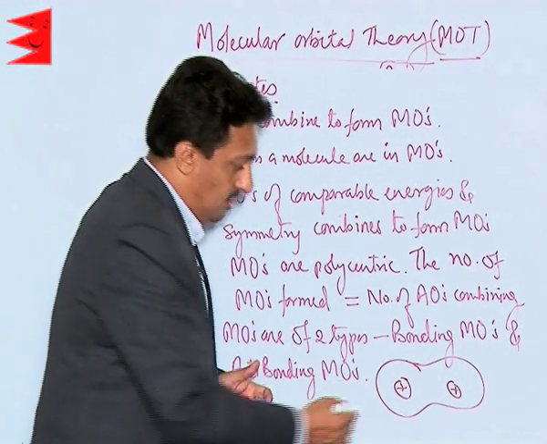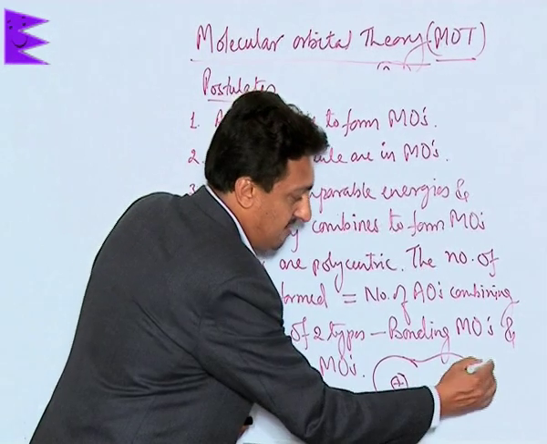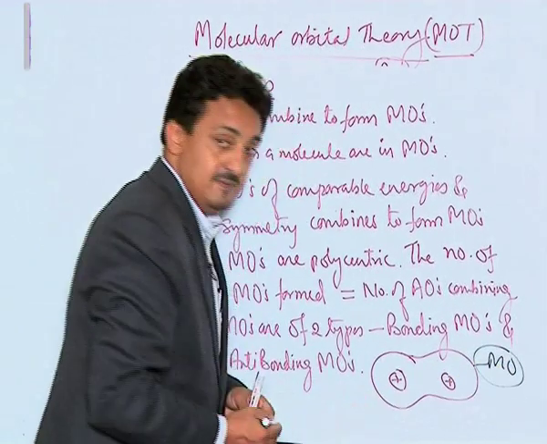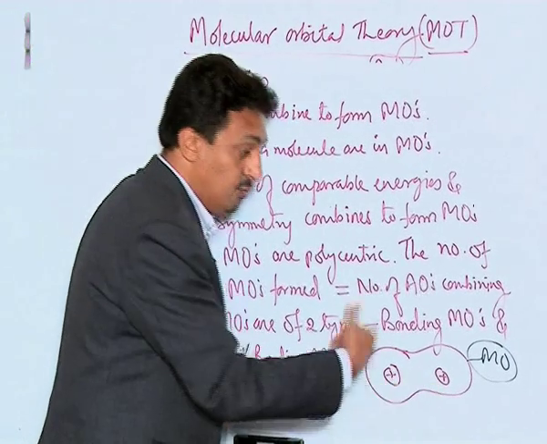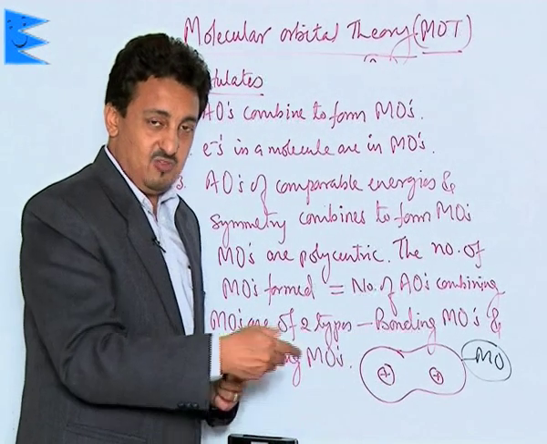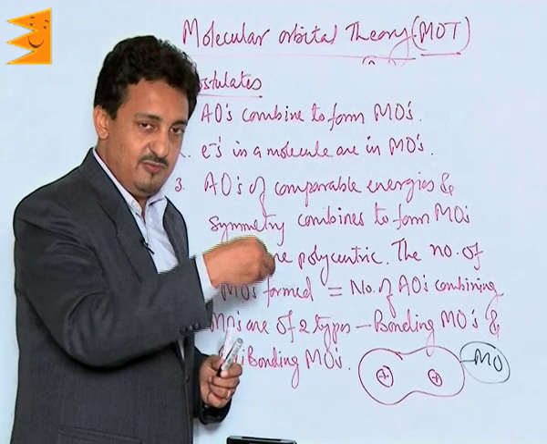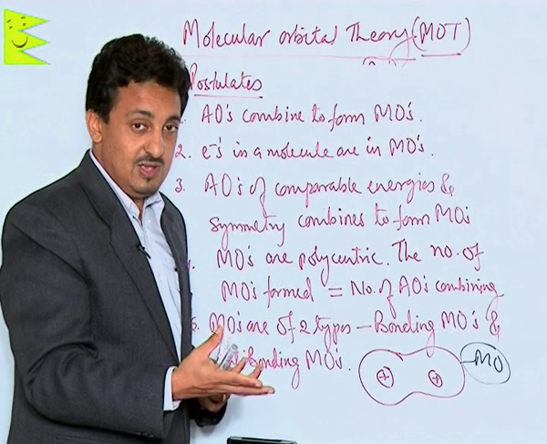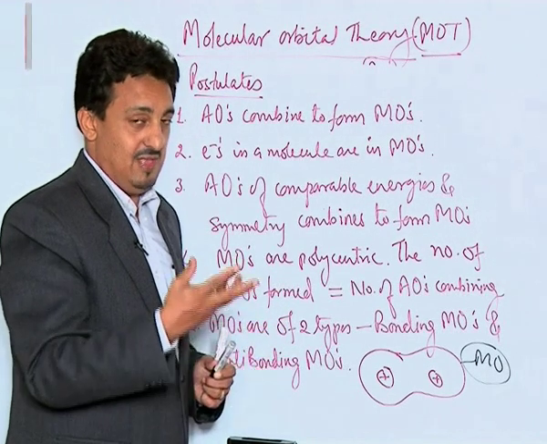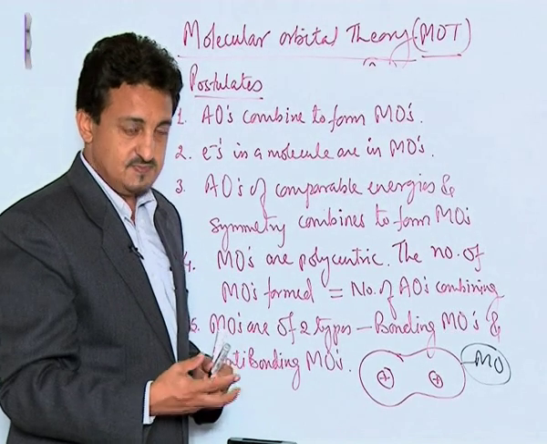called a molecular orbital. Now this path is called your molecular orbital, and they are polycentric, having more than one nucleus. That's why these molecular orbitals are not under the influence of only one nucleus. They are under the influence of many nuclei, and that's why we call them polycentric.